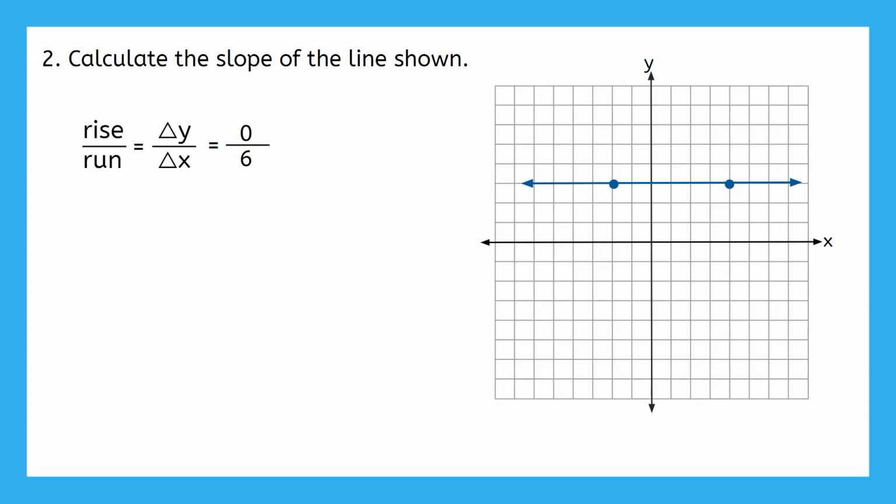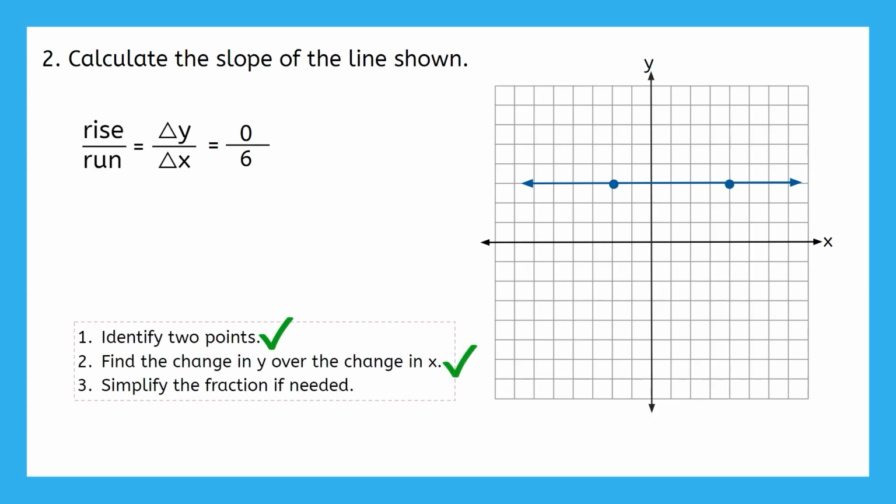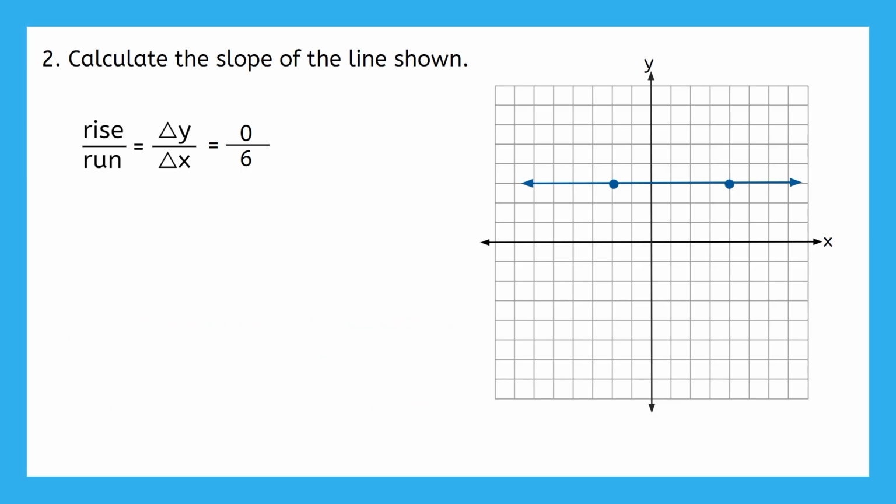Okay, so now that step 2 is complete, let's work on step 3, simplifying. How would you simplify 0 over 6? Well, 0 divided by anything is still 0, so we could just write this slope as 0.